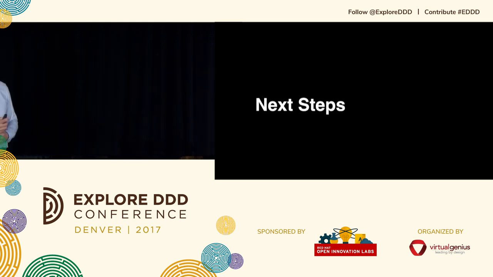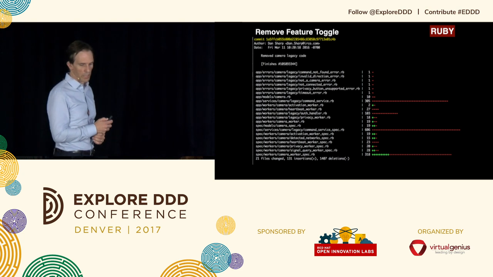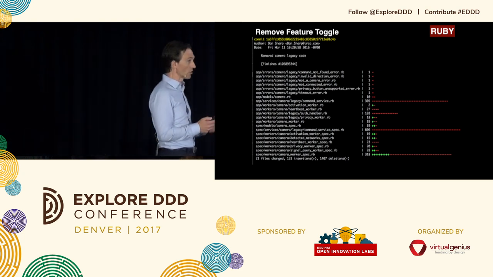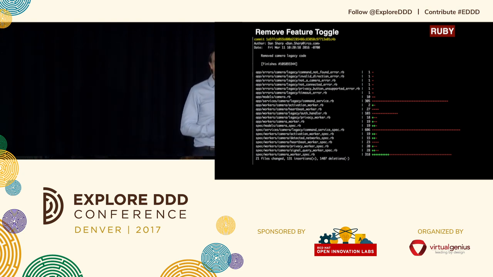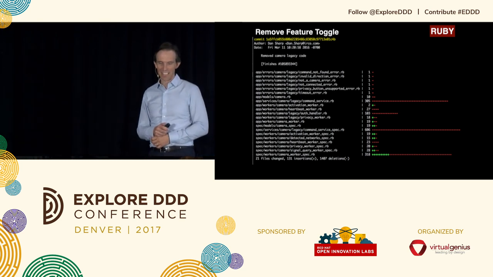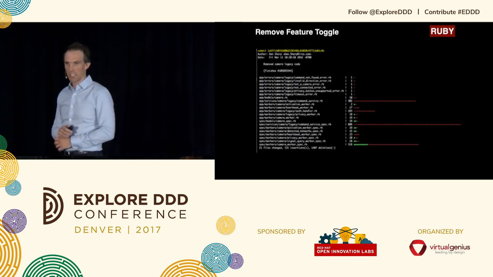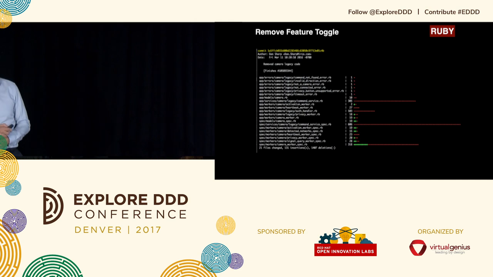So this was a great day where Dan actually removed the feature toggle code. You can see there, it's a good day when you can come in and delete a bunch of code, right? That's a good day. It's like, I might just go home now. I feel like I've already accomplished everything I need to accomplish. It's actually quite a large commit. A lot of specs went away because we didn't need them anymore.